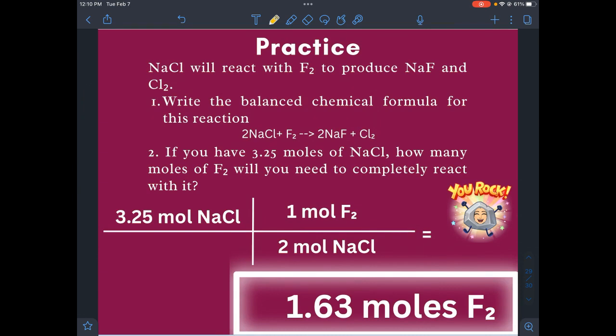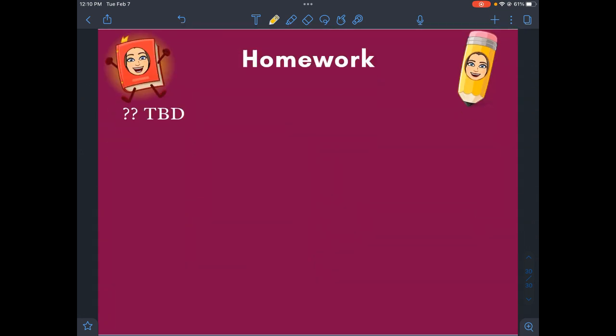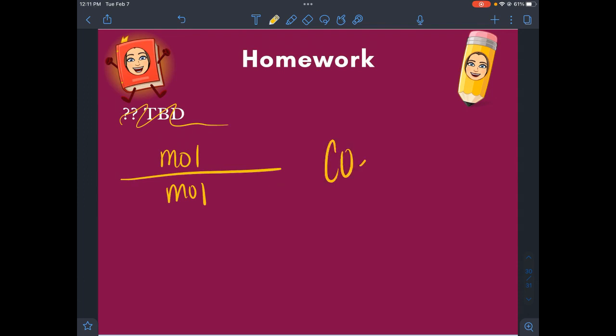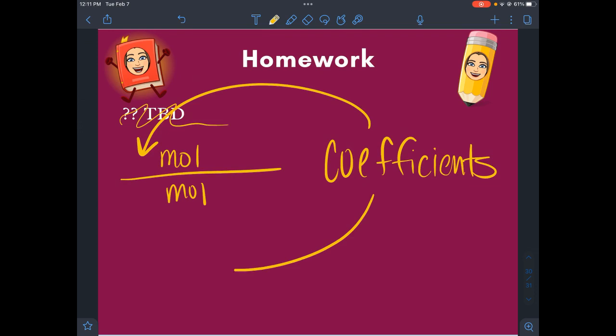If you're here at RHS, your homework will be the first worksheet in your notes packet that will say mole to mole practice. The main idea that you can remember here is that whenever you have a mole over mole conversion, what numbers are you going to use? The answer is you are going to use the coefficients. So the coefficients you're going to put there, and you'll be good to go.